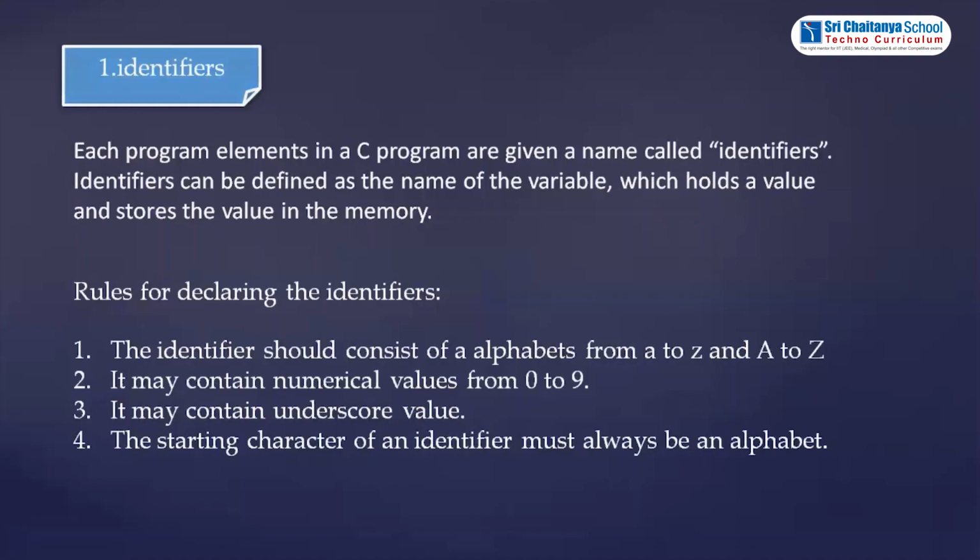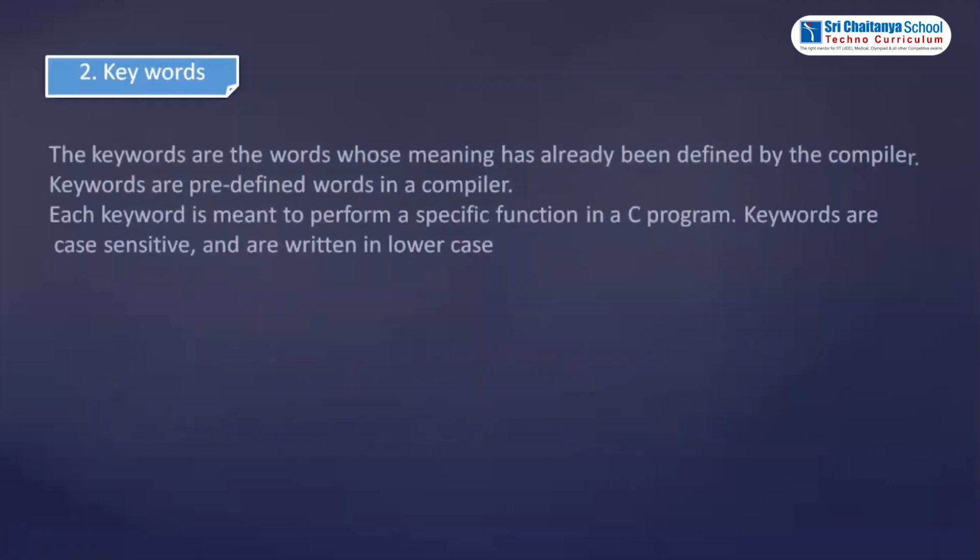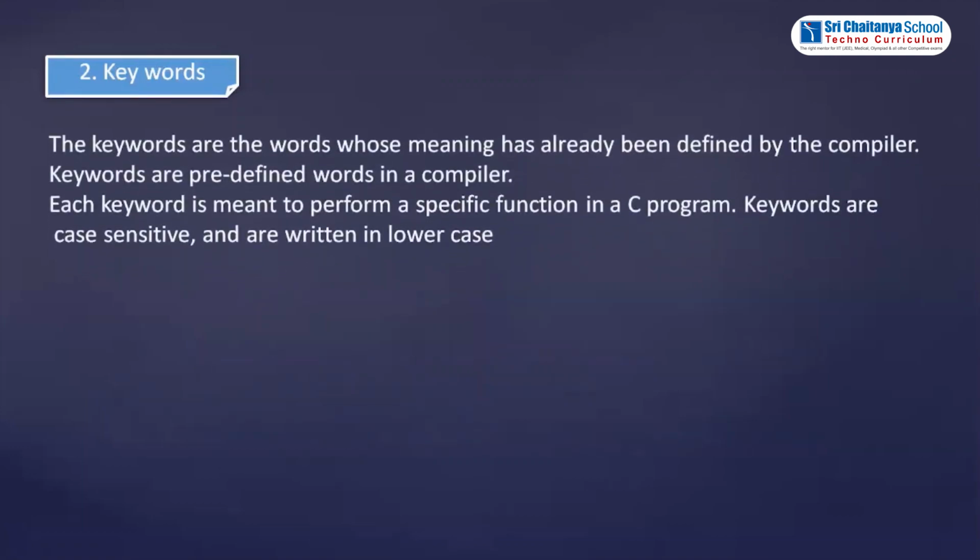Now, moving on to our next token, which is your keywords. As I told you, keywords are the words whose meaning has already been defined by the compiler. Keywords are the predefined words in a compiler.